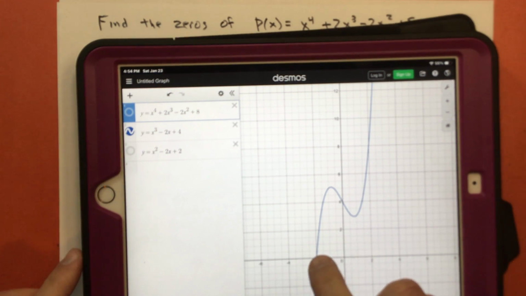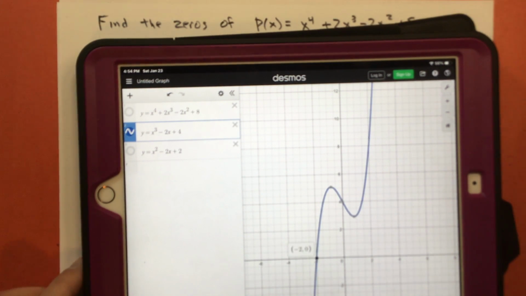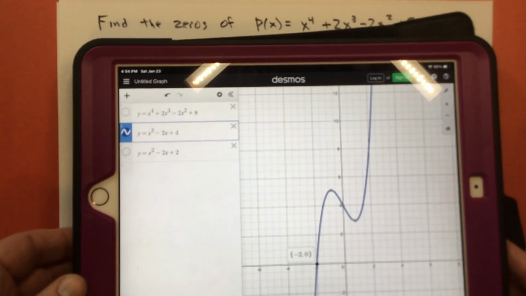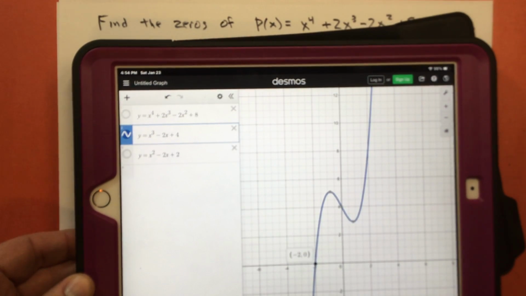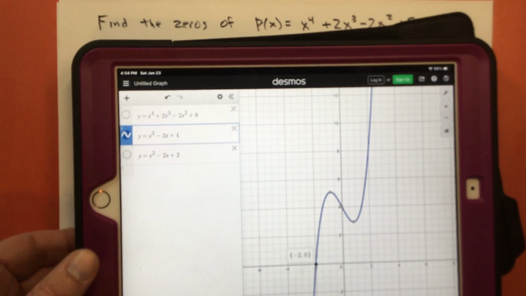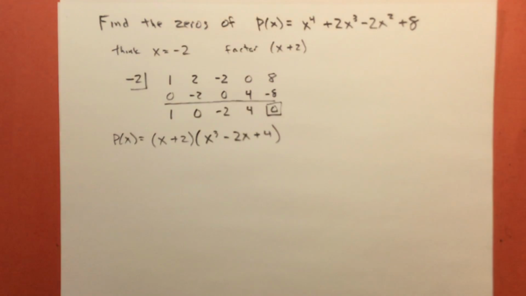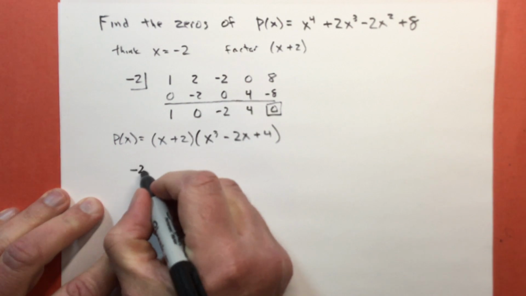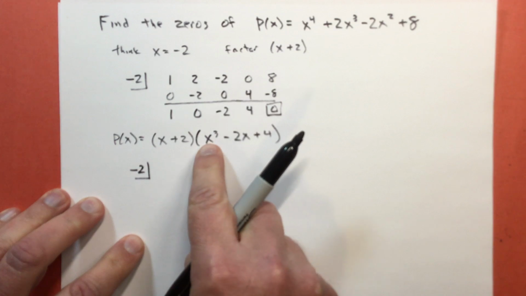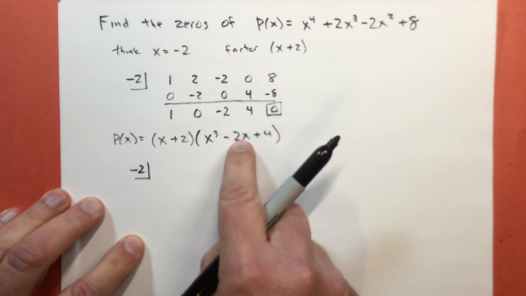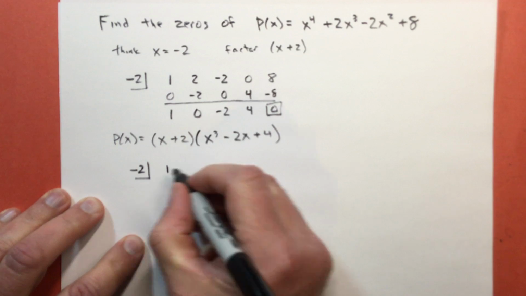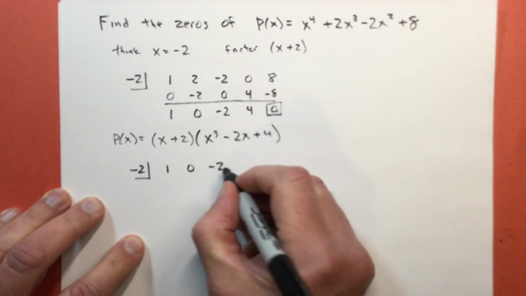Does it have a 0? Well, actually it does. This has a 0, another 0 at negative 2. Now that's not the same 0, because I've already factored out the x plus 2. That's a different 0. What that means is I get the same thing twice. I get 2 zeros at the same place. That's called a multiplicity. So I'm going to try negative 2 again. This time I'm going to do 1, 0x squared, negative 2, 4. 1, 0, negative 2, 4.